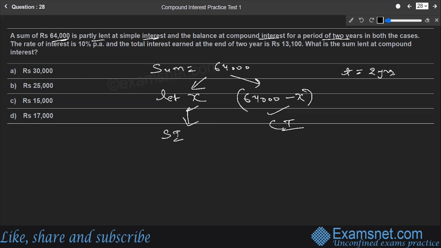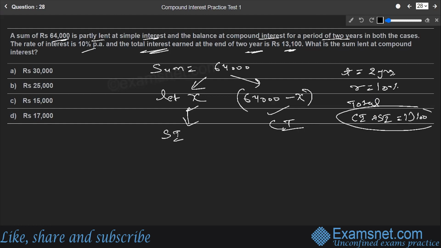In both the cases, rate of interest is 10% per annum. So the rate value is given as 10% per annum for both the schemes, and the total interest earned at the end of 2 years is 13,100. Total interest, that is CI plus SI value, is given as 13,100. So these are the values that are available with us. So we are supposed to find out the simple interest by using X. Then we'll be finding out the compound interest using X, and the sum of them we will equate to 13,100. In this way, we'll be able to solve the X value.